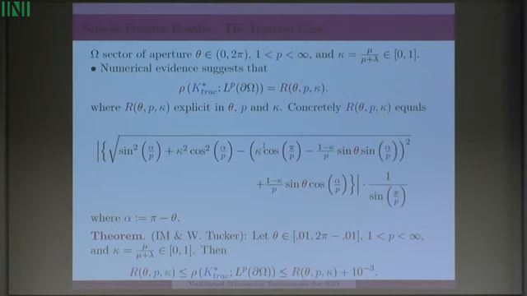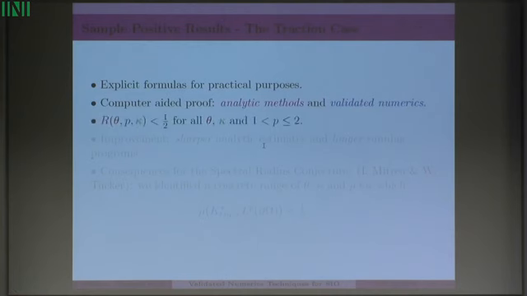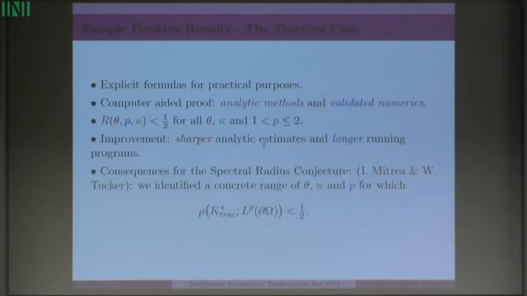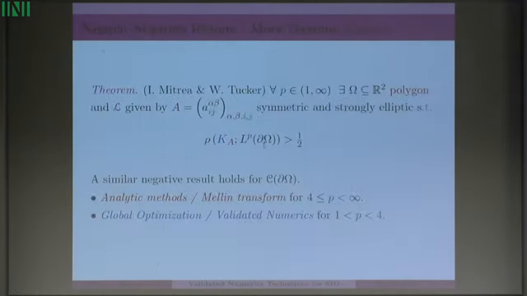The point is that if I go a little bit more inside, I can make the error much smaller. I just want to give this example as a flavor. In particular, this allows you to identify a range of theta, kappas, and p's for which the spectral radius conjecture is valid. Let me also give you a negative result. We have been able to identify a second-order elliptic system which is symmetric and strongly elliptic, such that the spectral radius conjecture does not hold.